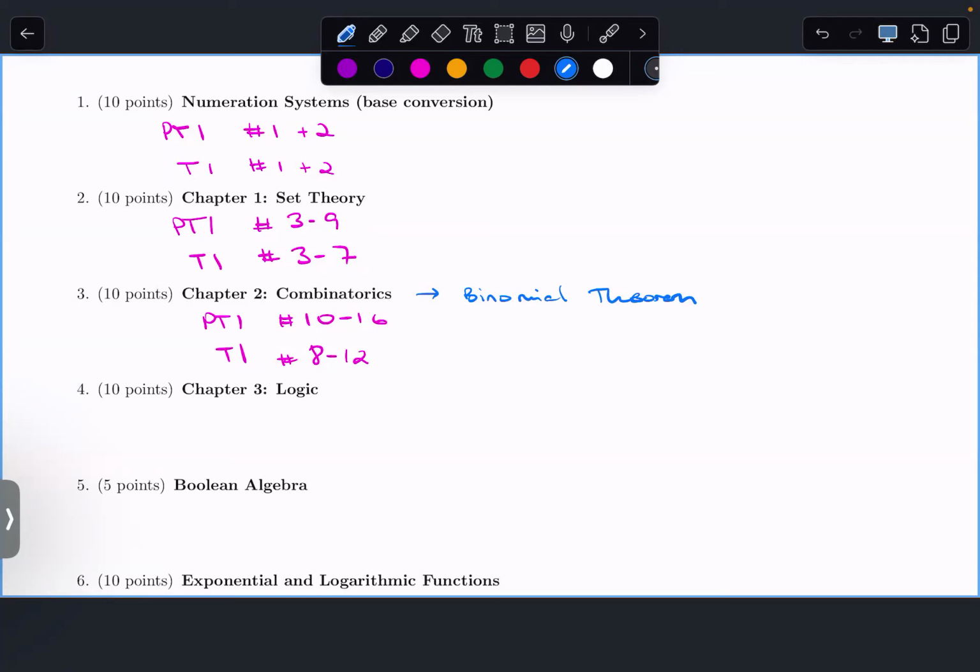Okay. If you are missing any of the handouts, please just grab them. I don't want them anymore.